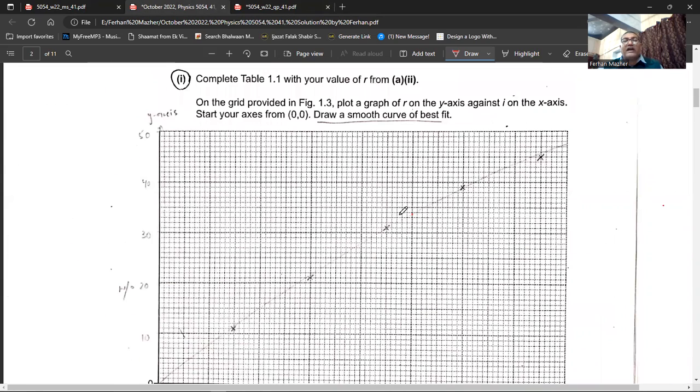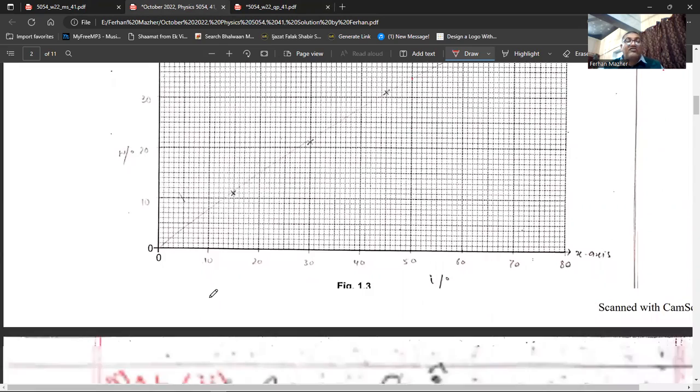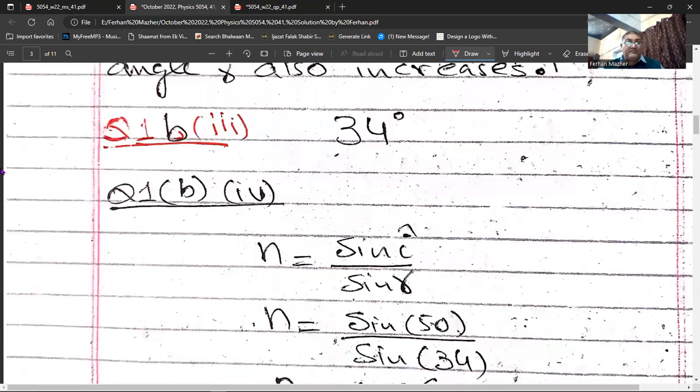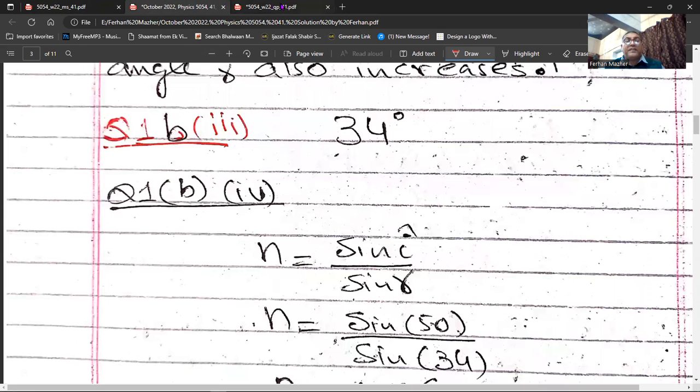Actually, you have to draw a line on your actual graph, draw a line like this. So that shows that the R value is 34.